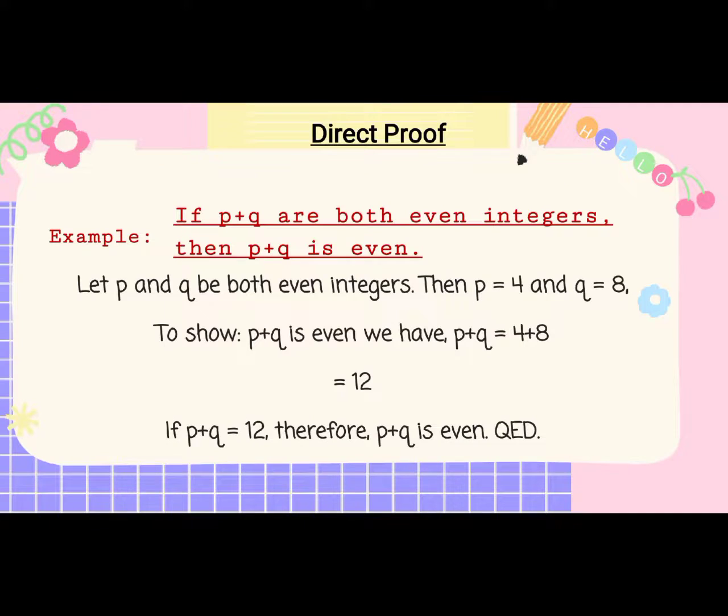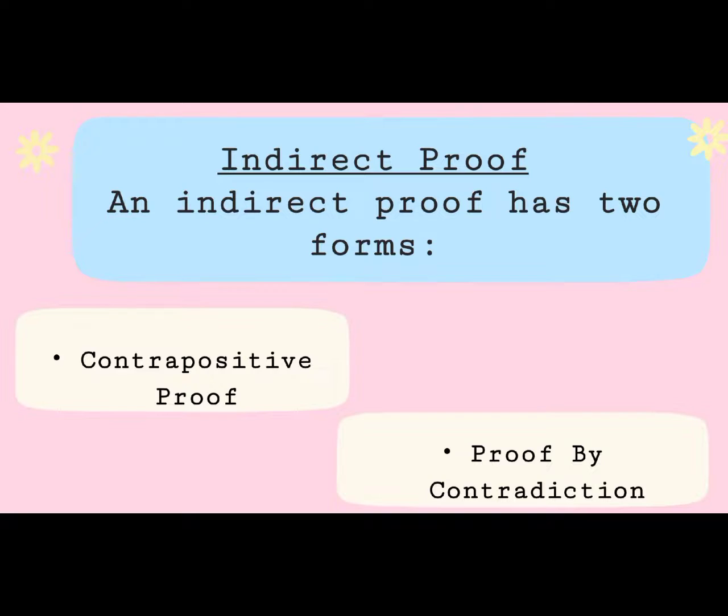So for example, if P plus Q are both even integers, then P plus Q is even. Let P and Q be both even integers, then P is equal to 4 and Q is equal to 8. To show P plus Q is even, we have P plus Q is equal to 4 plus 8, then it's equal to 12. If P plus Q is equal to 12, therefore P plus Q is even. So next is indirect proof.